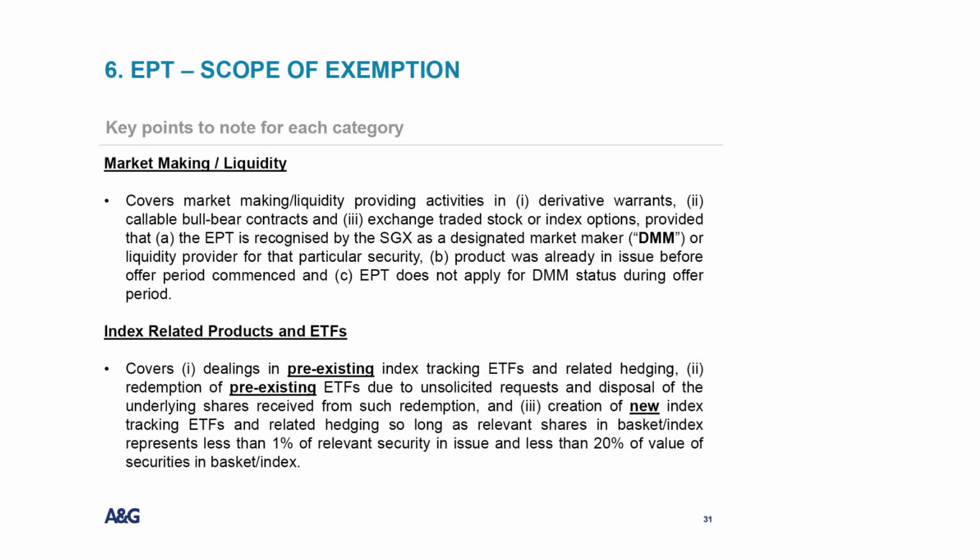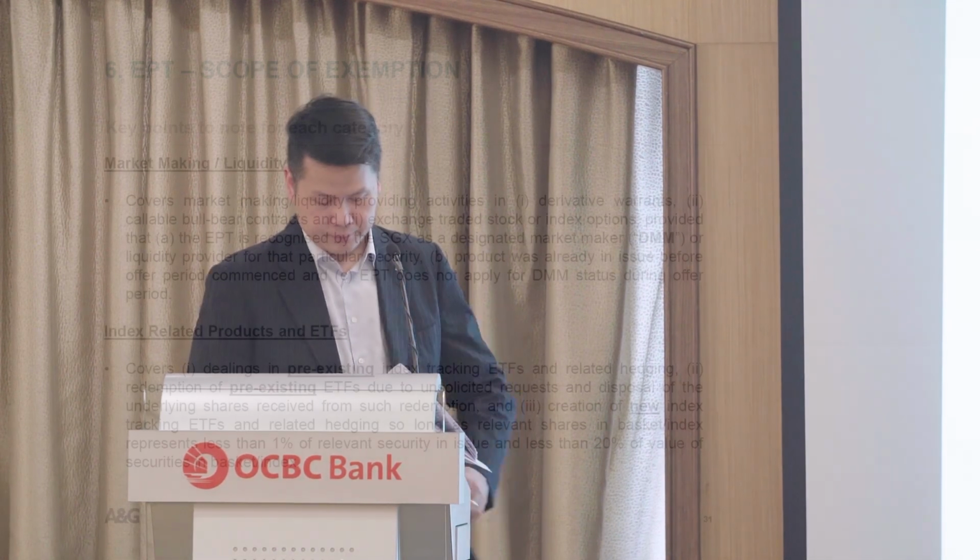Then the third category of common trading activities by EPTs would be market making. This is where OCBC acts as a market maker for certain types of securities and instruments: derivative warrants, callable bull-bear contracts, exchange-traded stock or index options. Again, there are certain conditions. The EPT must be recognized as a designated market maker under the SGX rules. The product must have already been issued before the offer period, and the EPT should not be applying for the designated market maker status during the offer period.